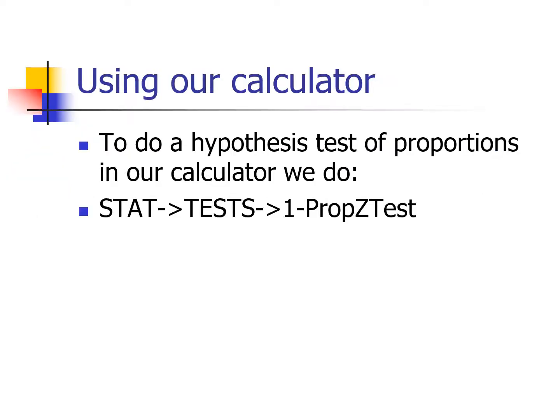How do we do it in the calculator? We hit stat because it's stats class. We go over to tests because it would be useful on a test, and we select 1-PropZTest, because remember, our test statistic is a z statistic, and we have just one proportion, just a single p.